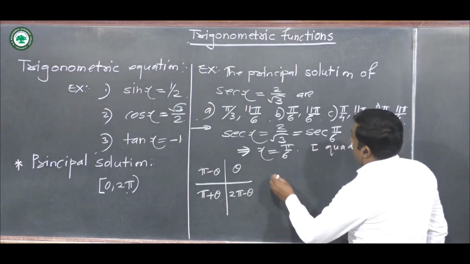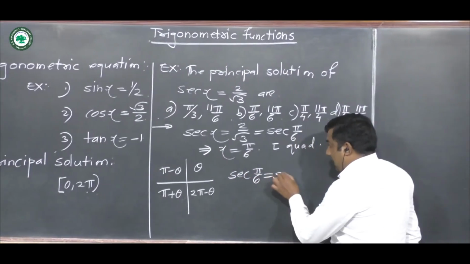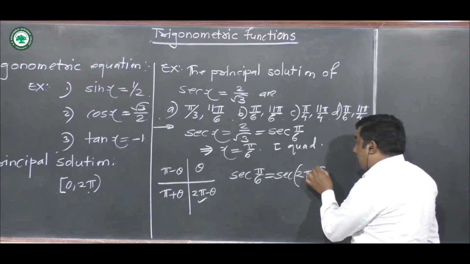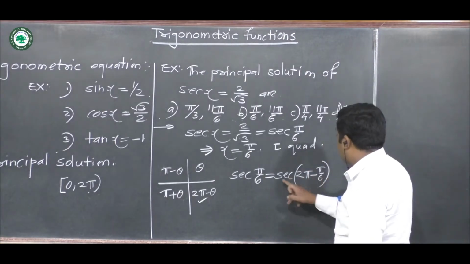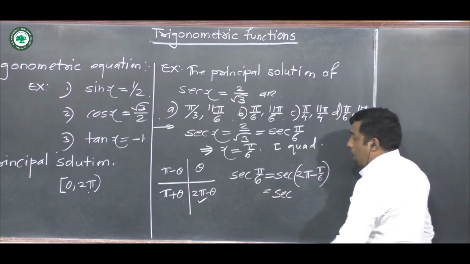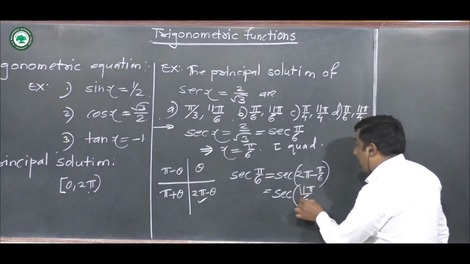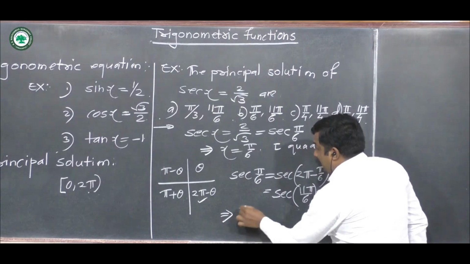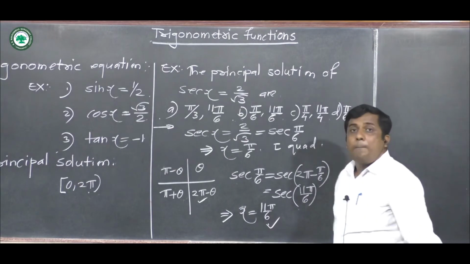Okay, so we consider here sec pi by 6 is equal to sec of, here the allied angle is 2 pi minus theta, so I write 2 pi minus pi by 6. Sec of 2 pi minus theta is sec theta. Now this is equal to sec of, we know 2 pi minus pi by 6 is 11 pi by 6. If we compare both the sides, we get x is equal to 11 pi by 6.